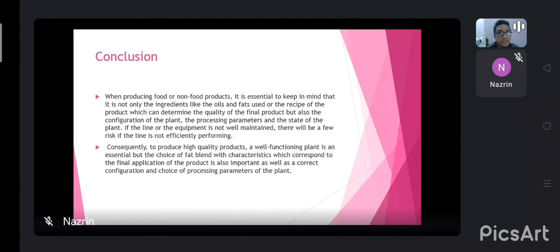If the line or the equipment is not well maintained, there will be a risk that the line is not performing efficiently. Consequently, to produce a high quality product, a well functioning plant is essential, but the choice of a fat blend with characteristics which correspond to the final application of the product is also important, as well as the correct configuration and choice of processing parameters for the plant.